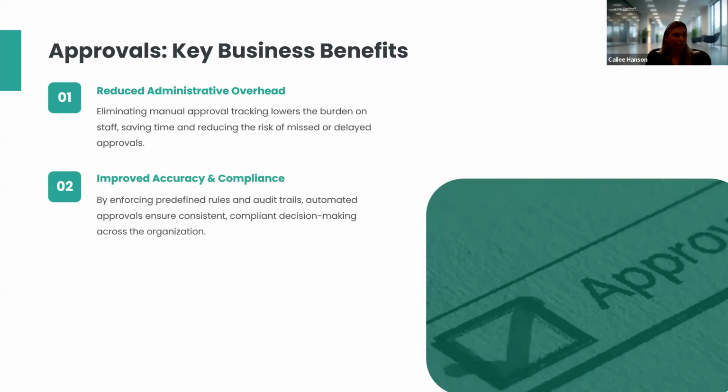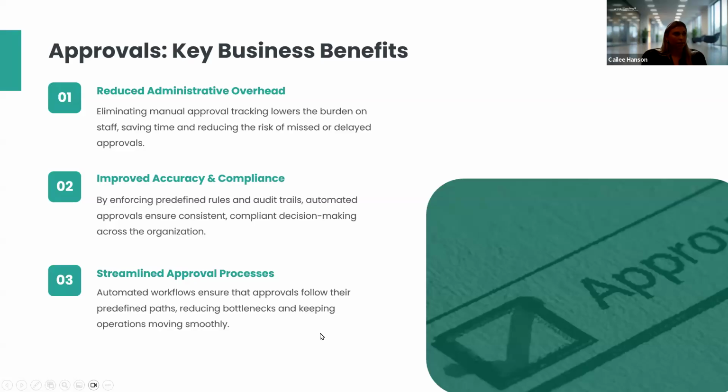Next, going off of that, is the improved accuracy and compliance. Within the approval routings, again, we'll take a look as we get to the demonstration portion, but we'll have predefined rules, native audit trails associated with those approvals as well. And so again, making sure that these are automated and consistent helps with the compliance and the compliant decision making across the organization based off of that as well.